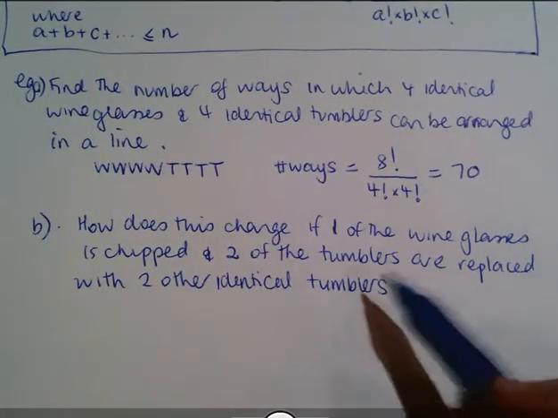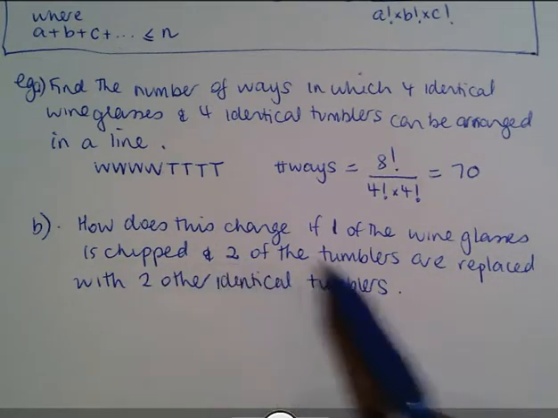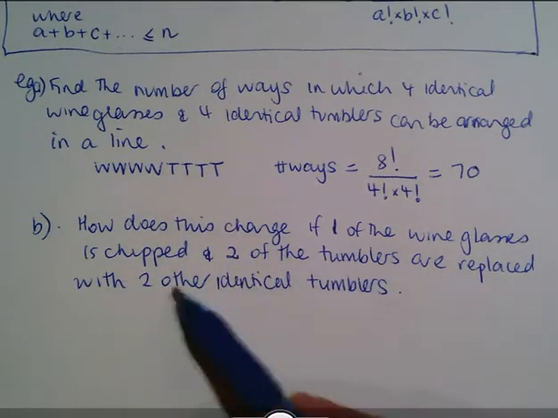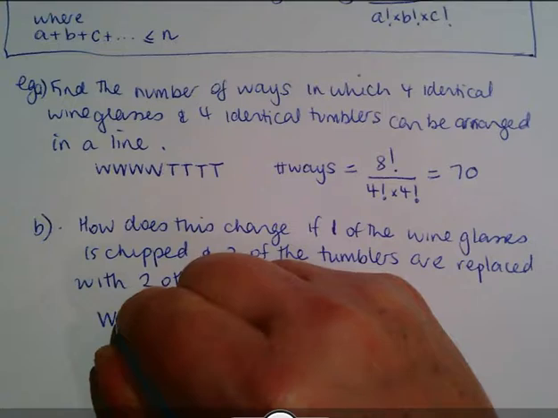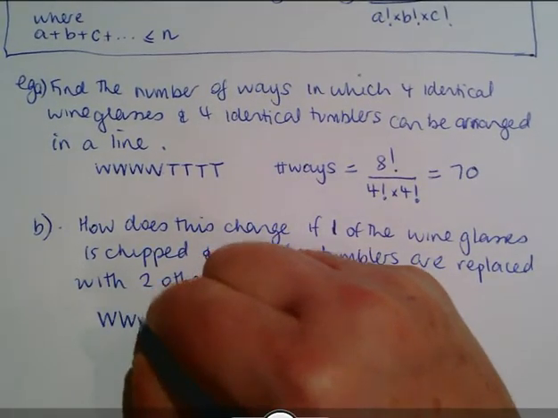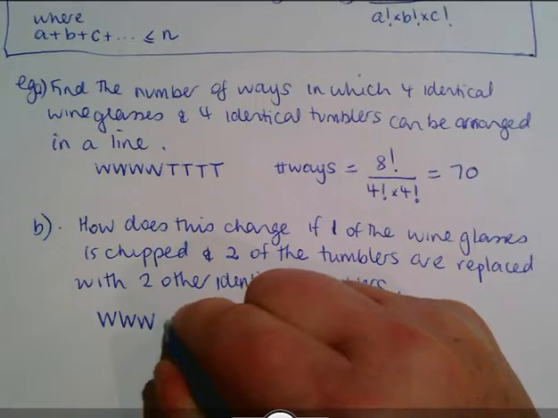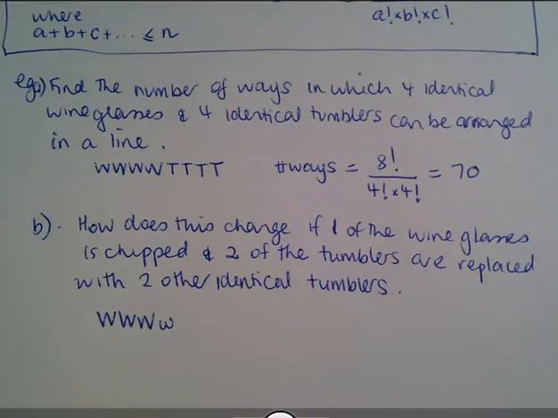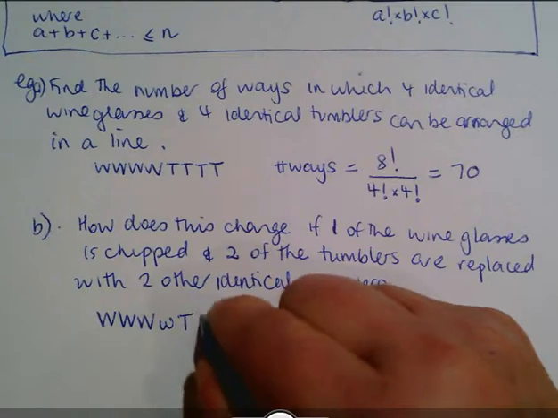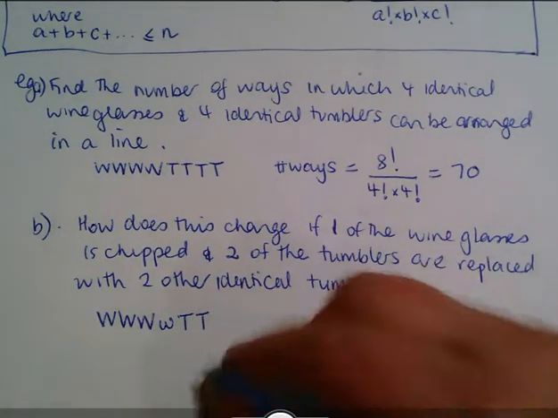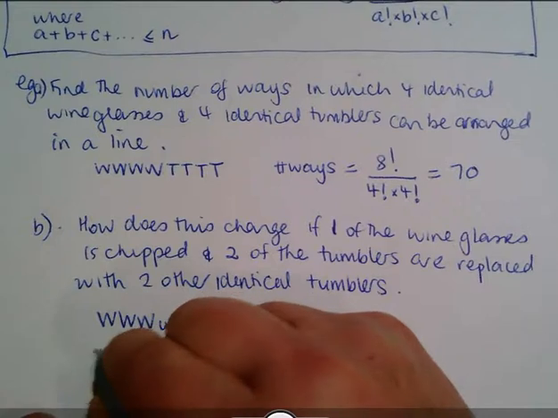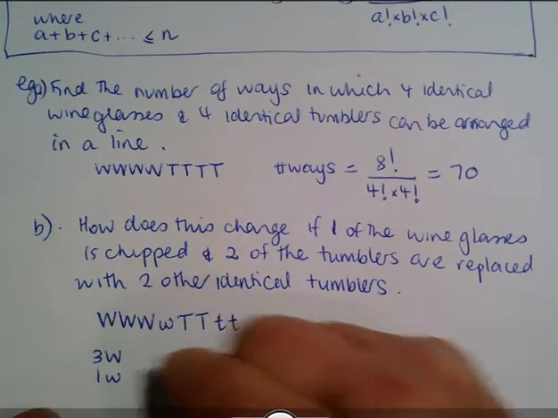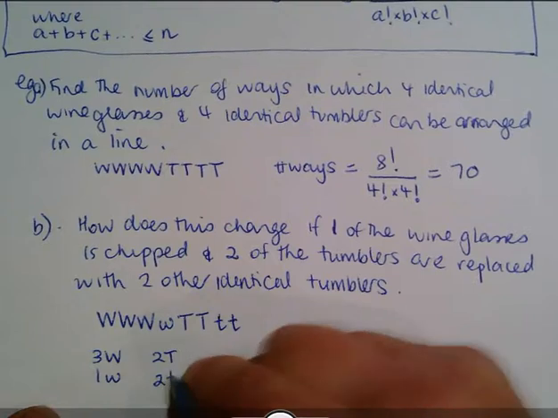It says, how does this change if one of the wine glasses is chipped and 2 of the tumblers are replaced with 2 other tumblers that happen to be identical? So now what we've got is W, W, W. Now one of the wine glasses is chipped, so I'm just going to call that little w, okay? And then we've got 2 identical tumblers, I'll call them capital T's, and then they're replaced with 2 other identical tumblers, and I'll call them 2 little t's. So really what I've got is 3 W's, 1 little w, 2 T's, and 2 little t's.